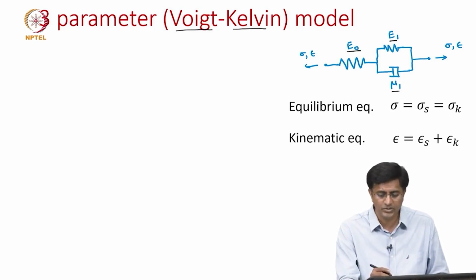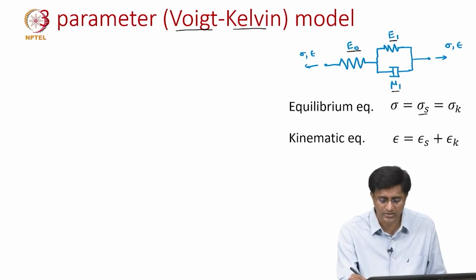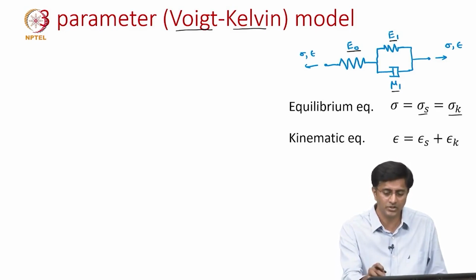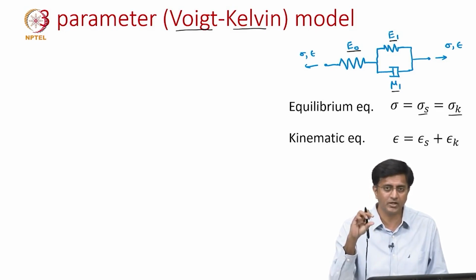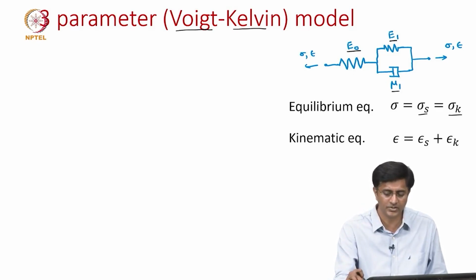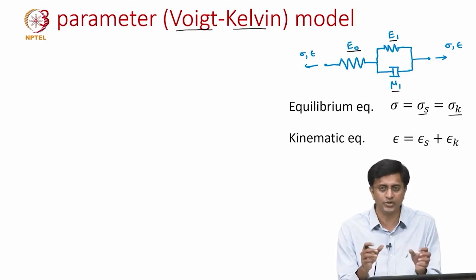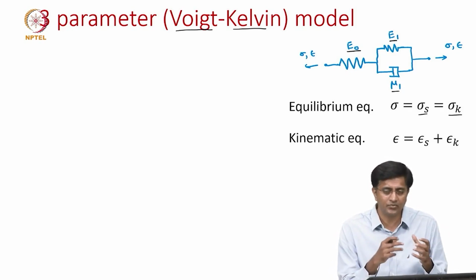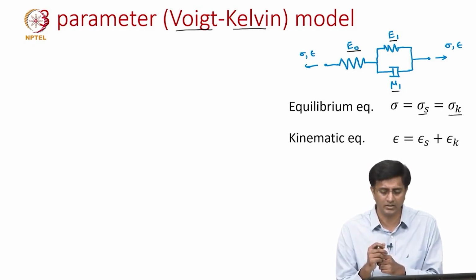So, for the equilibrium equation, since we are now considering the spring, sigma s represents the stresses in the spring, and sigma k represents the stresses in the Kelvin model. Both the spring and damper which are parallel together we call the Kelvin model, and the stress is represented as sigma k. So, equilibrium says that since both of these are in series, the same stress which is at the ends is experienced by the free spring as well as the Kelvin model.